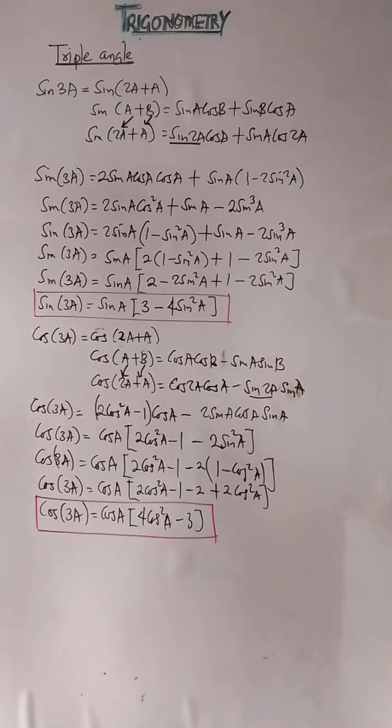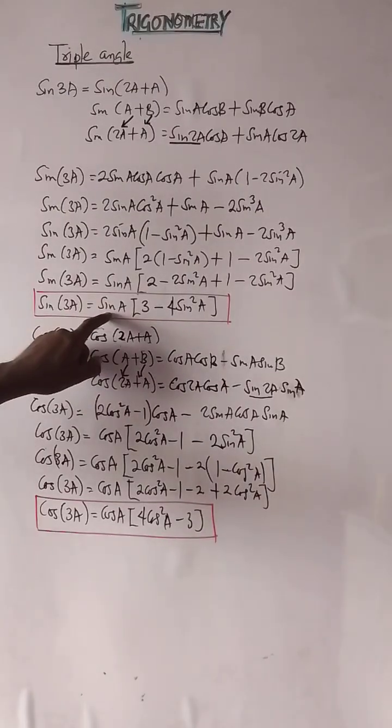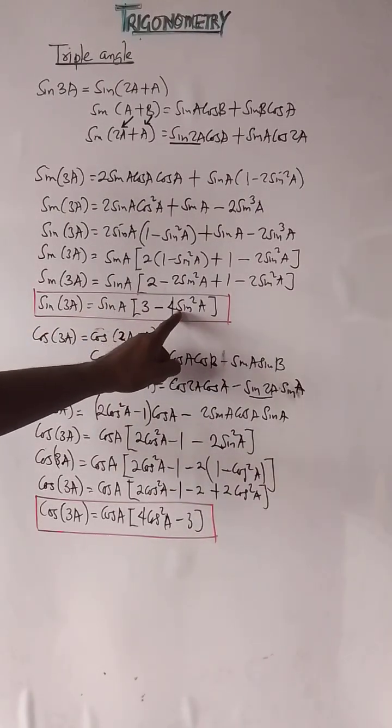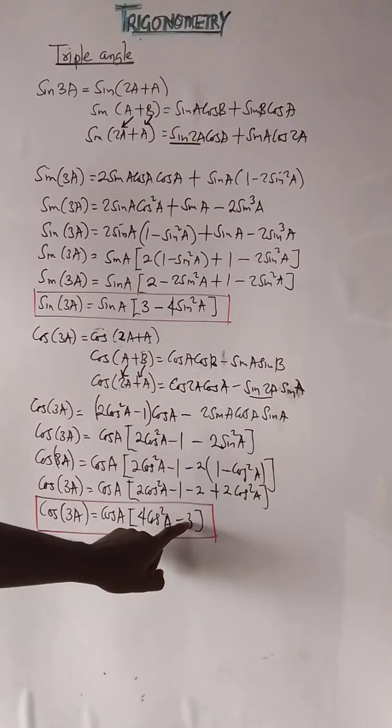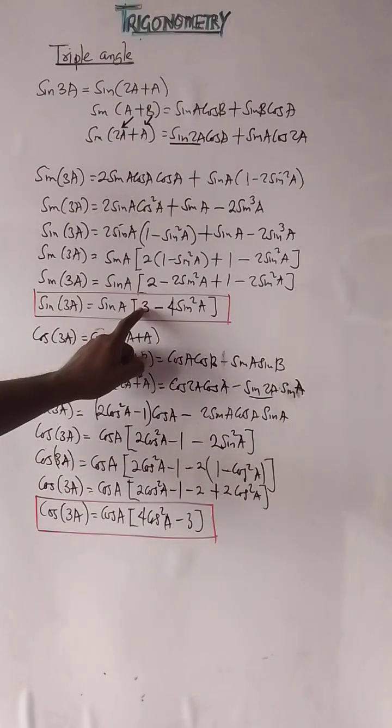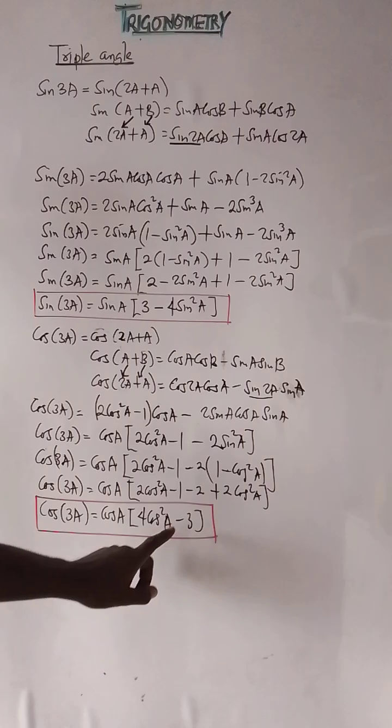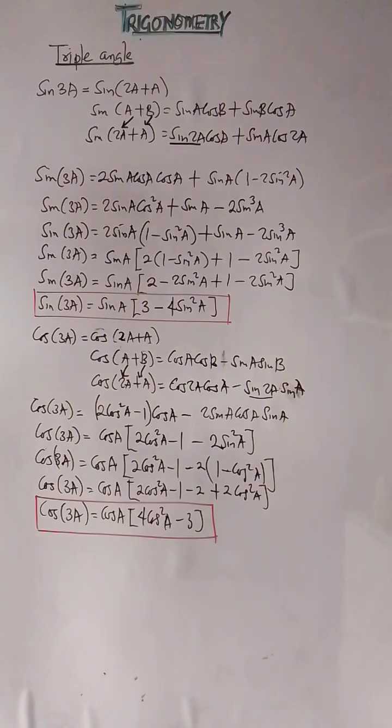If you check, there's a pattern. For sine 3A, there's sine outside. Then we have 3, then sine square A, 4. Cos square A, 4, we have 3. Just that for sine the 3 is positive, the 4 is negative. Here, for cos, the 4 is positive, the 3 is negative.